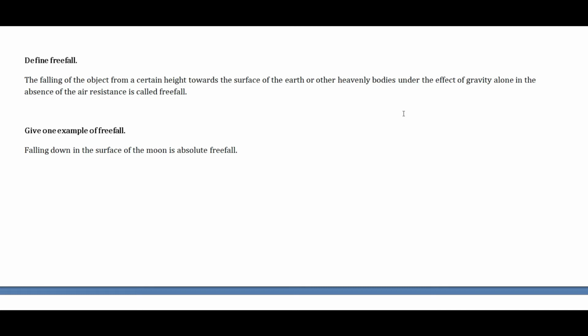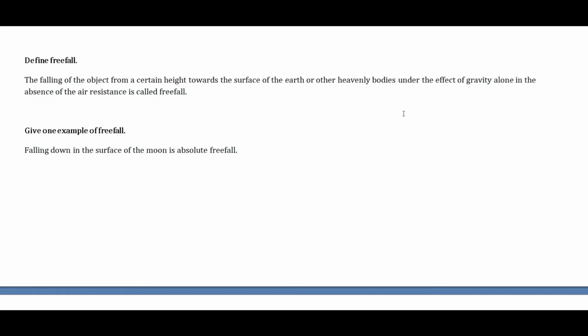In this chapter 4, you have to study about free fall as well. So let's study the topic free fall. First of all, I want to define free fall. The falling of an object from a certain height towards the surface of the earth or other heavenly bodies under the effect of gravity alone, in the absence of air resistance, is called free fall.